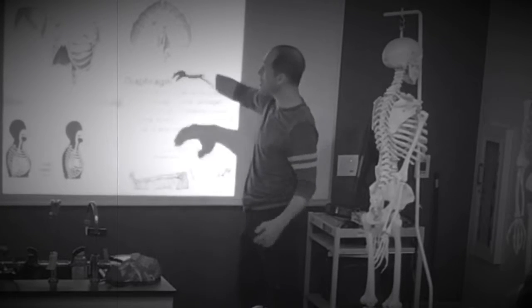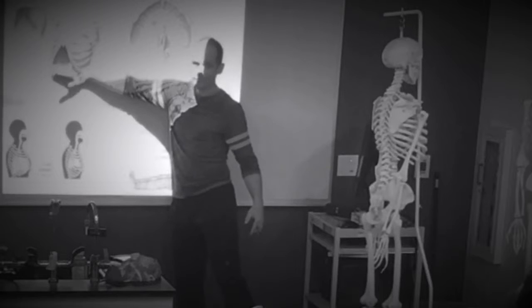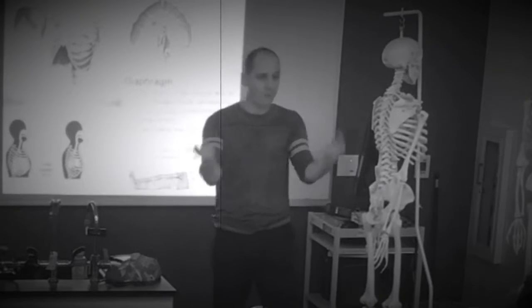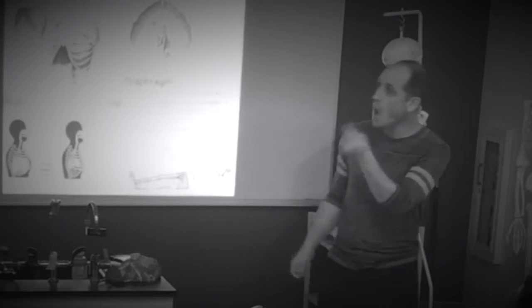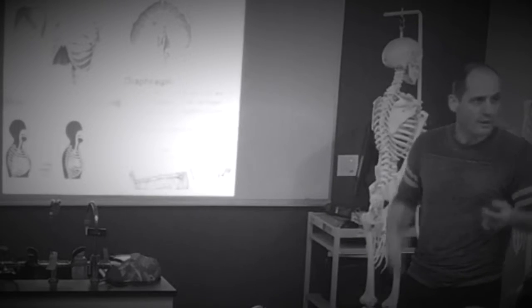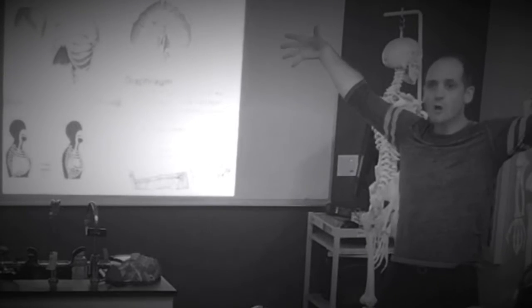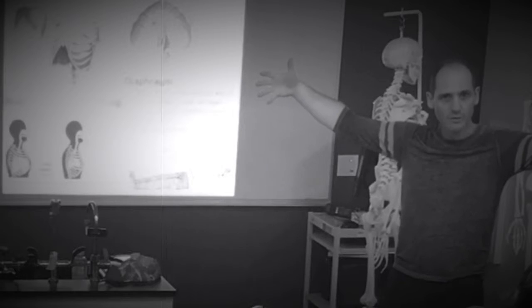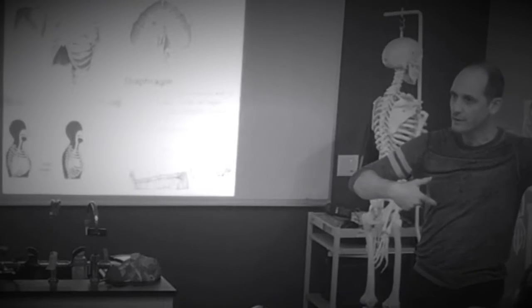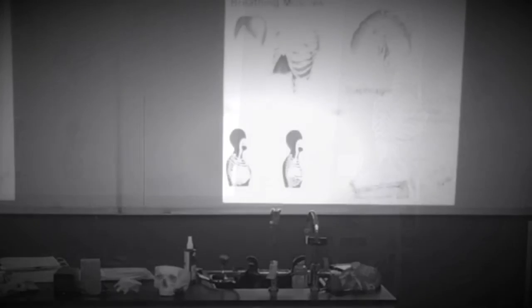And that increases the lung volume. When the lung volume increases, air wants to come in. The lungs are attached to the chest wall. When the chest wall expands, the lungs get bigger, so that will pull air in. It's like a vacuum.